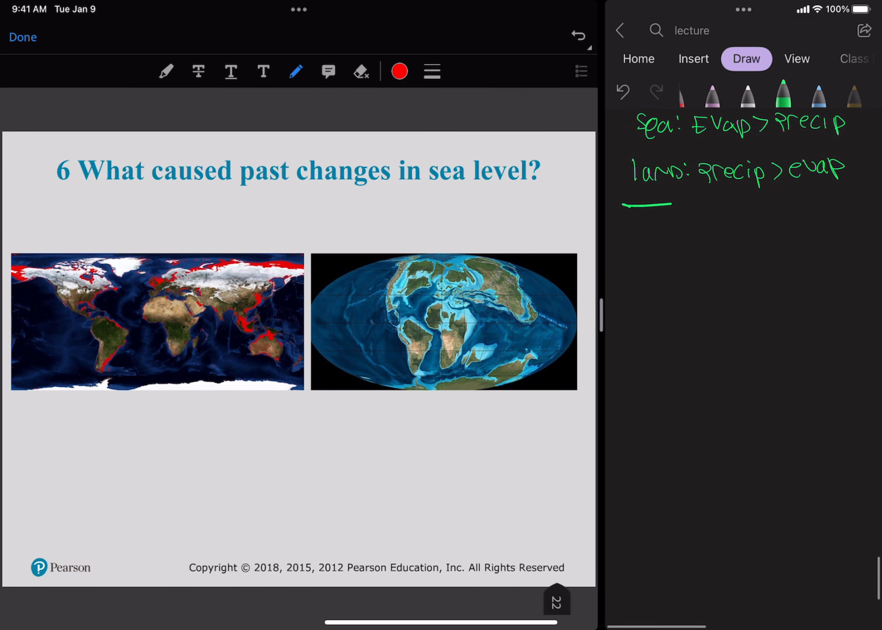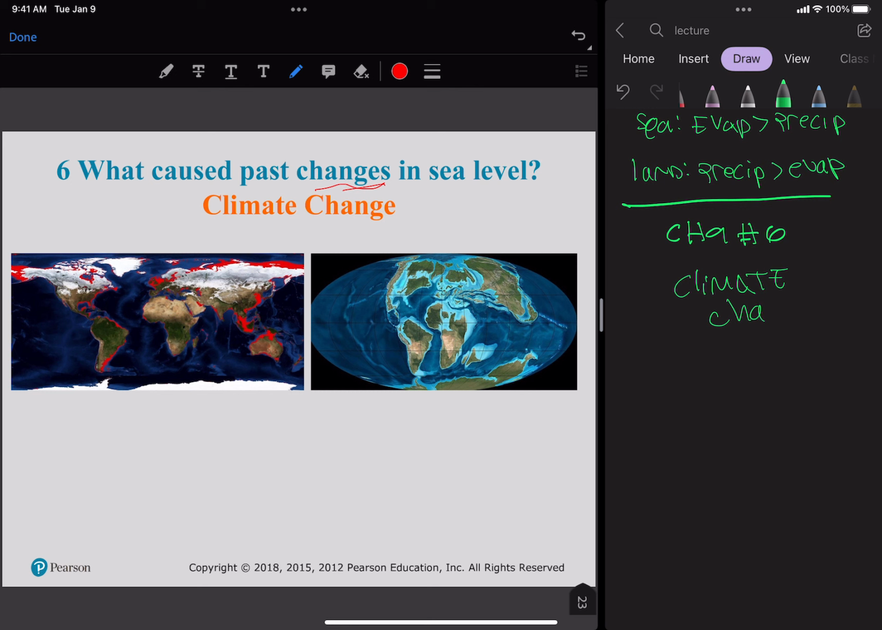Okay. Next question, Chapter 9, number 6. What has caused past sea level rise? This is just a quick, two-word answer. What causes sea levels to change, go up or go down, is climate change. So that completes the review for Chapter 9.